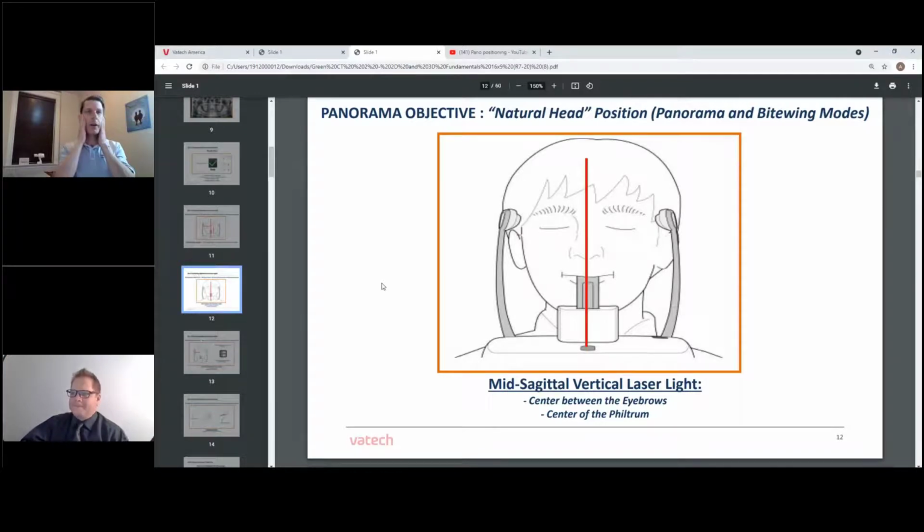And a lot of times we'll have to actually grab their head and move them left to right to get them right where we want them to be. So you're all gloved up, and you can grab the patient and move them around to do that.